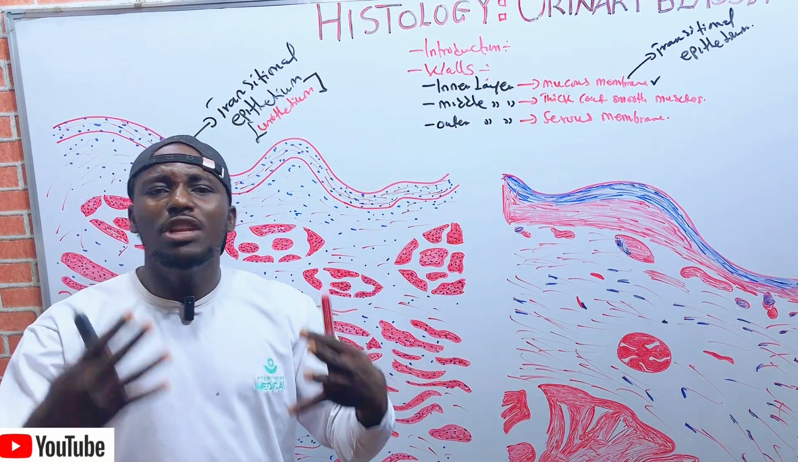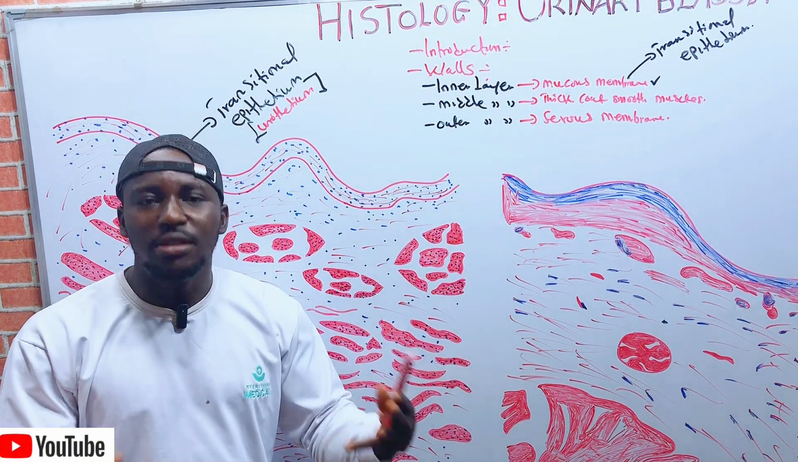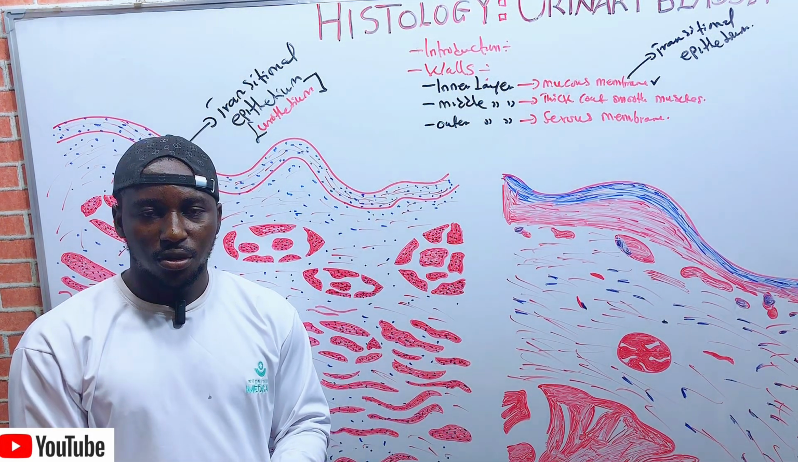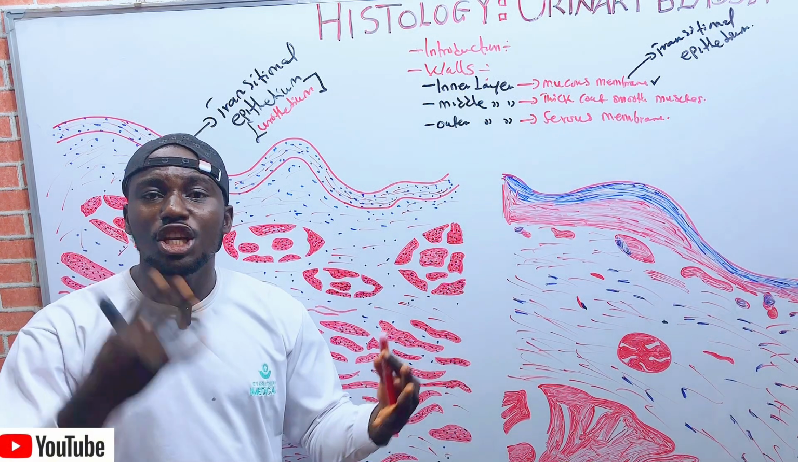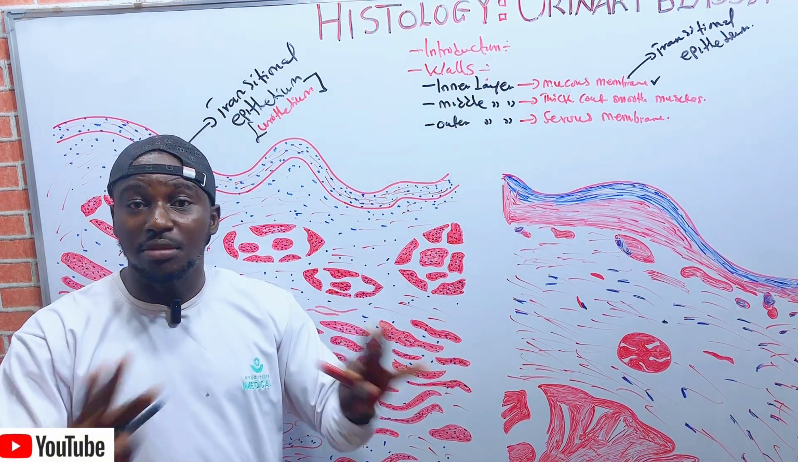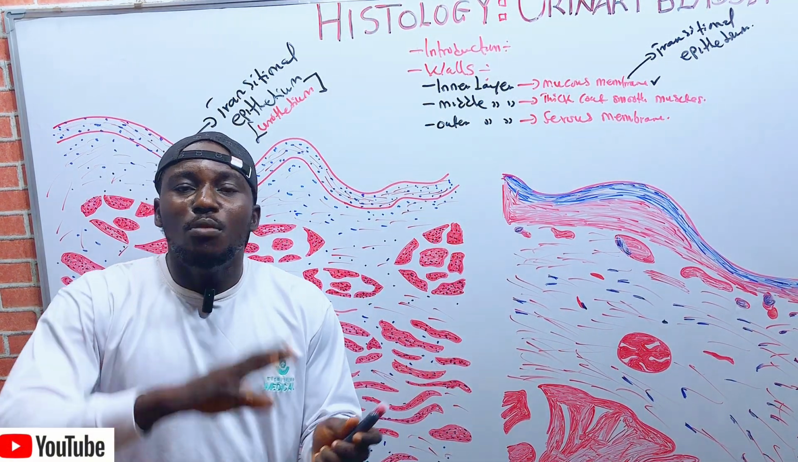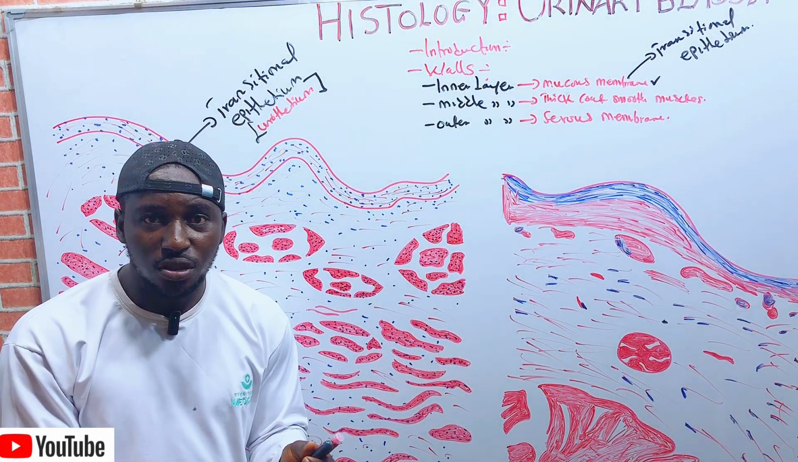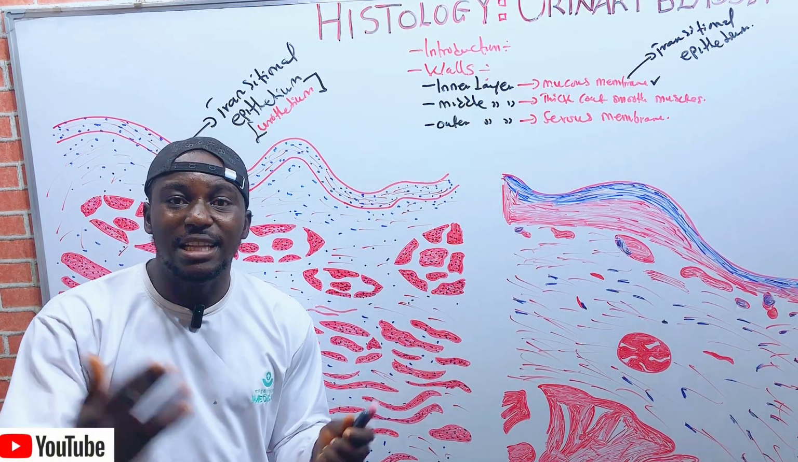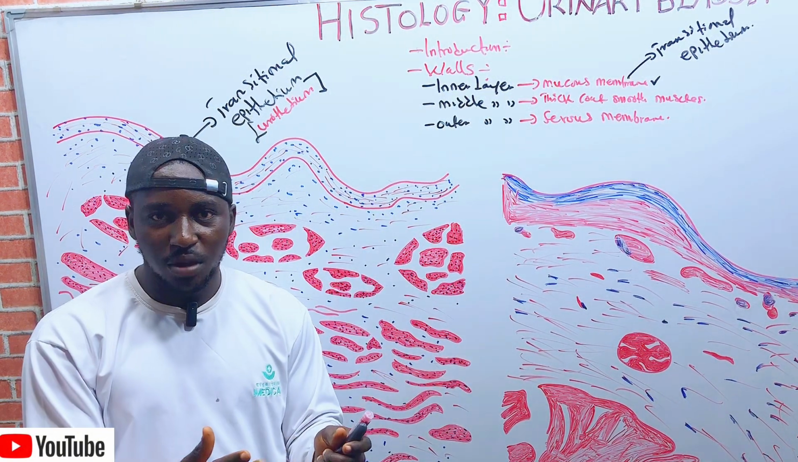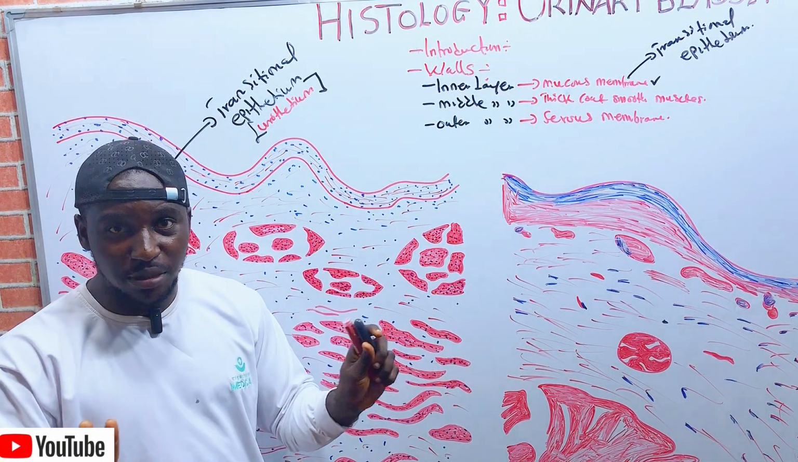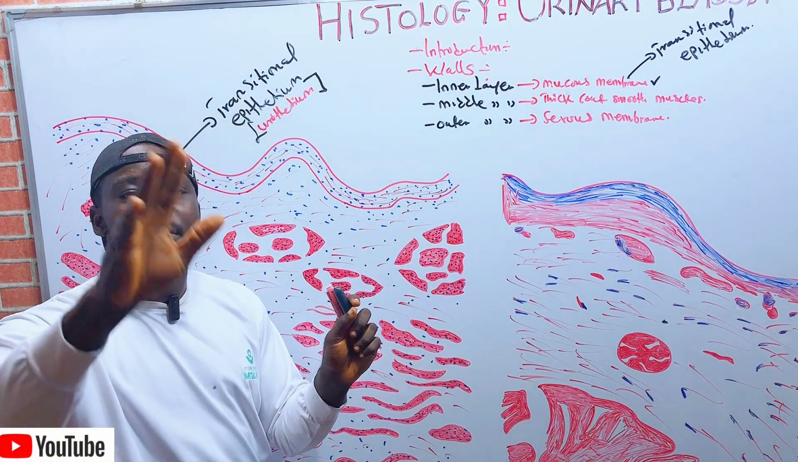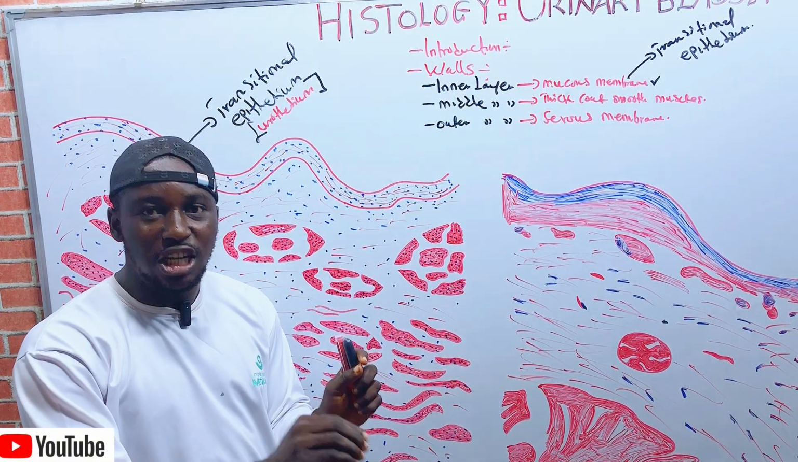Now, when the urinary bladder is empty, the mucous membrane is thrown into numerous folds. When there is no urine in it, the mucous membrane is thrown into numerous folds, which disappear when it is distended, that is when it has urine. Because when the bladder is empty, the mucous membrane is thrown into folds. Now, when the bladder has urine, they disappear.